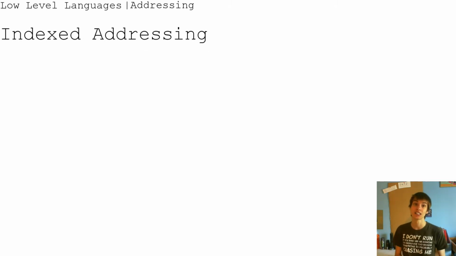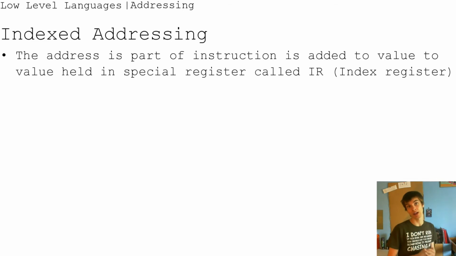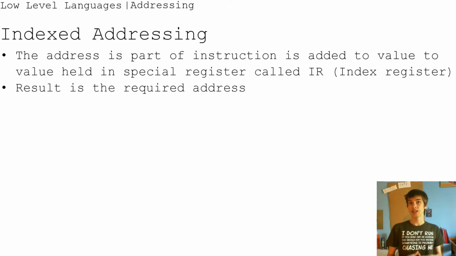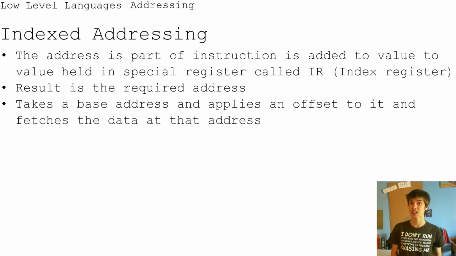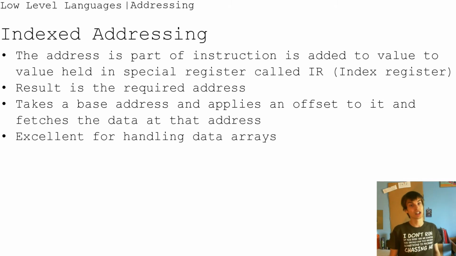Index addressing: the address part of the instruction is added to the value held within a special register called the index register. I'll get into a bit more detail on the index register after this bit on index addressing. The result is the required address. It takes a base address, applies an offset to it, and fetches the data at that address. It is excellent for handling data arrays.